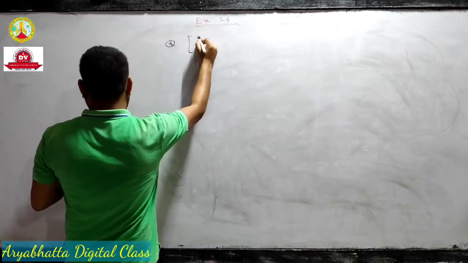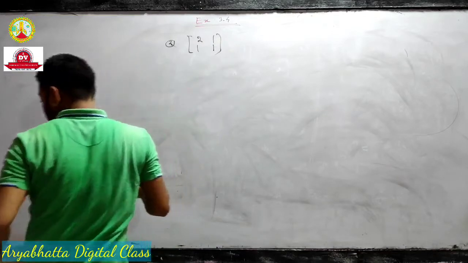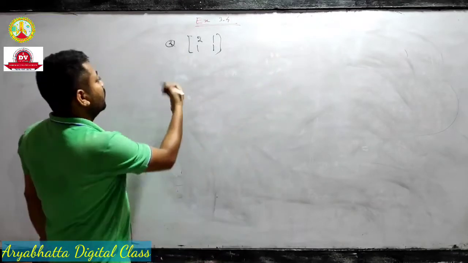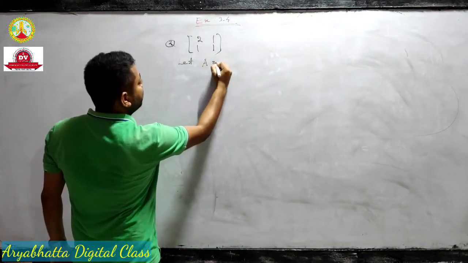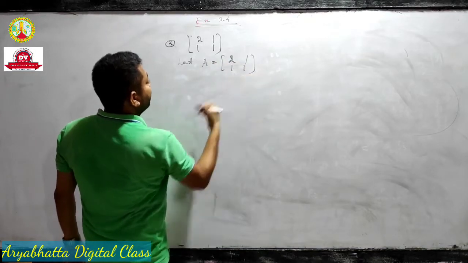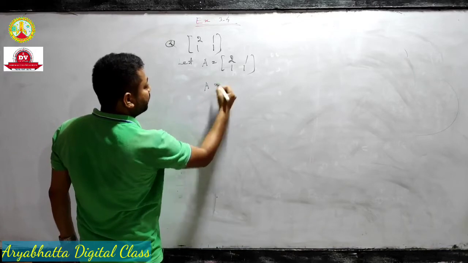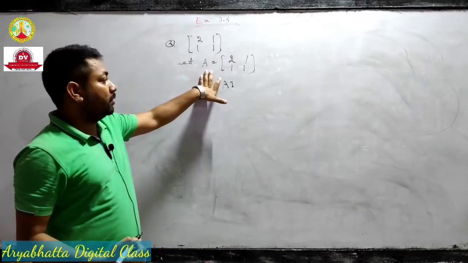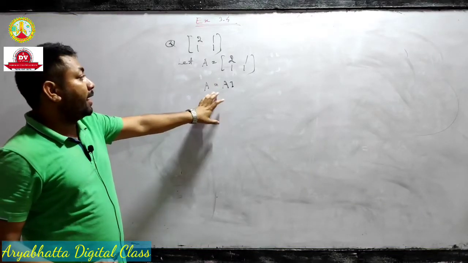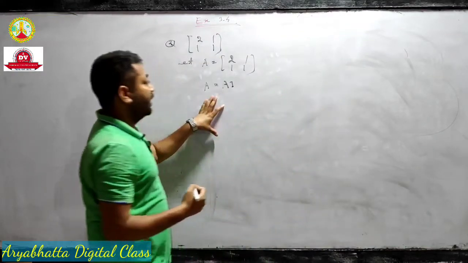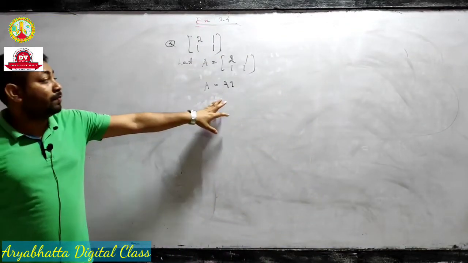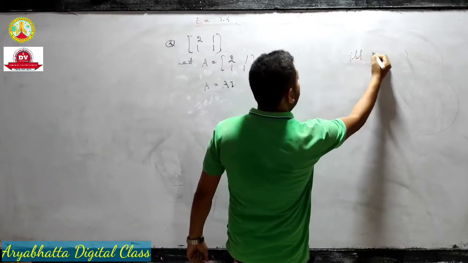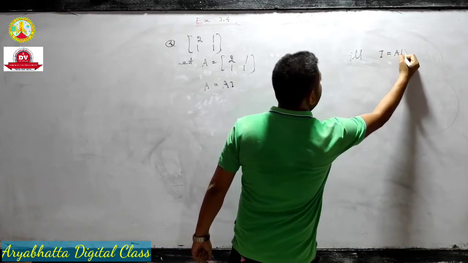For the same question, if we apply column transformation to find the inverse of A, then we write A equal to AI. We know that to find A to the power minus 1 using column transformation, we write A equal to AI and apply a sequence of column transformations on A equal to AI till I equal to AB.